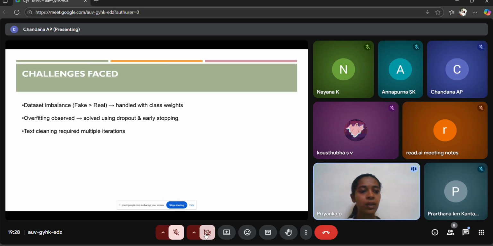Next, overfitting. A model that performs very well on the training data but poorly on validation data is showing a sign of overfitting. We fixed this by applying a dropout layer and early stopping to prevent the model from memorizing the data. Next, text cleaning required multiple iterations. Pre-processing the text was tricky because of noisy data like unwanted symbols, URLs, and inconsistent cases. It required multiple iterations of cleaning and testing to get better model accuracy. Next, conclusion. Next slide.